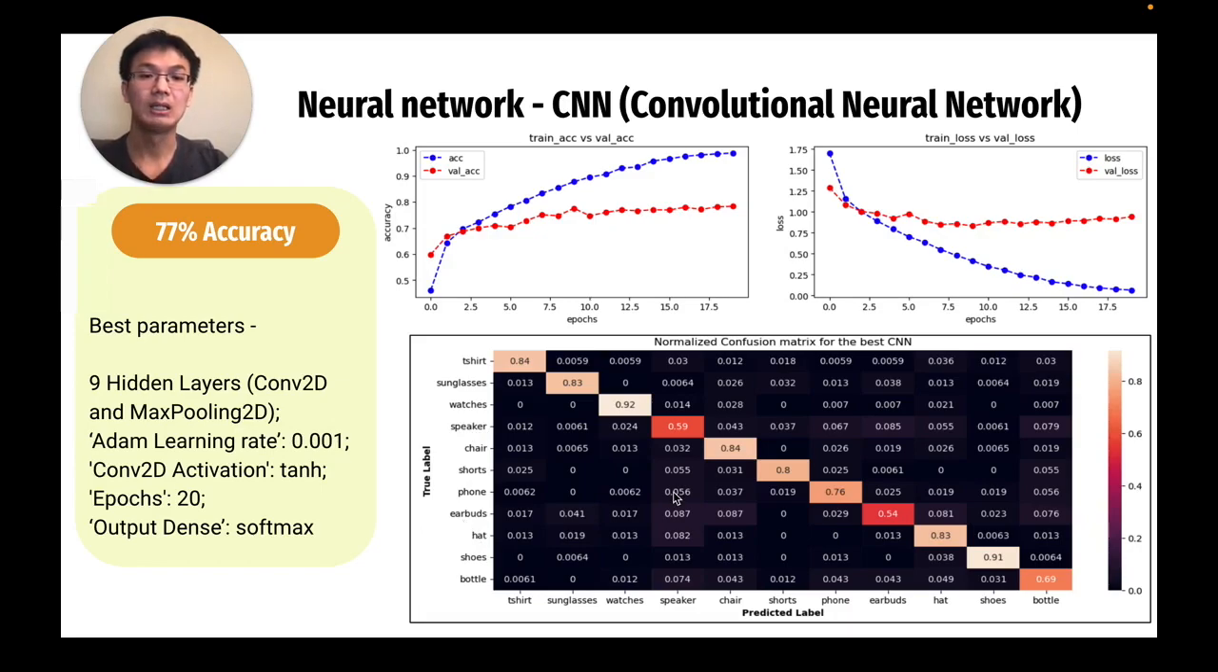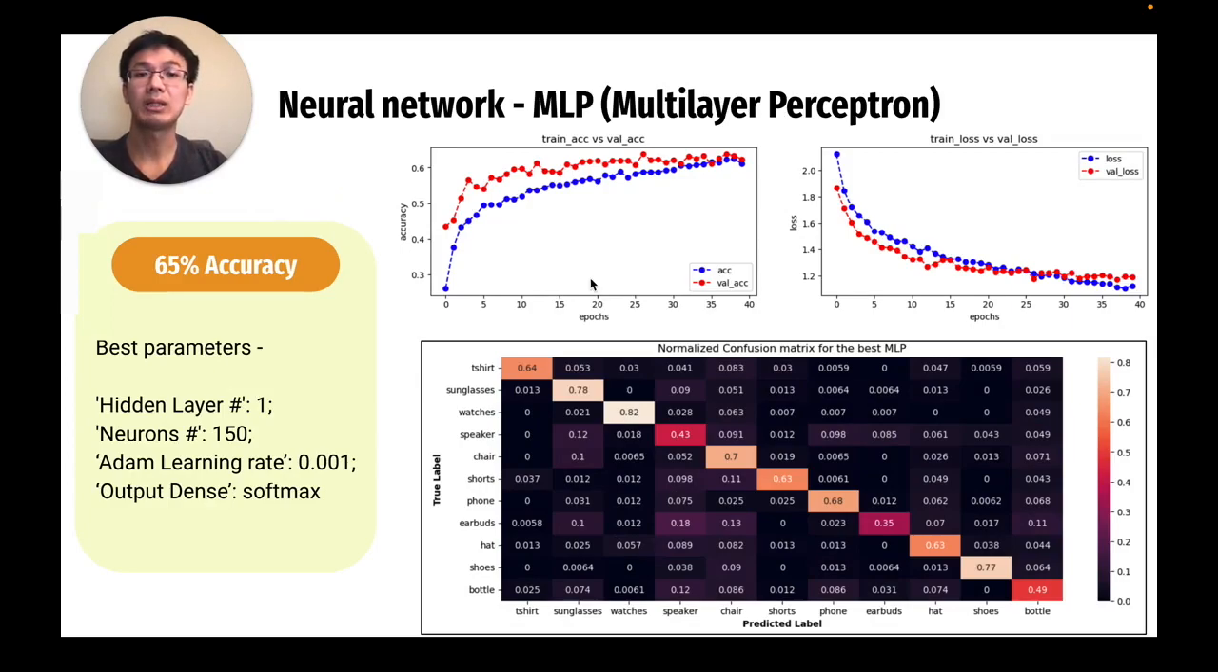So we also tried the multi-layer perceptron, MLP, and the final accuracy is 65%. And the best parameter is that we only need one hidden layer, but we need a lot of neurons, 150, and the learning rate is the same.